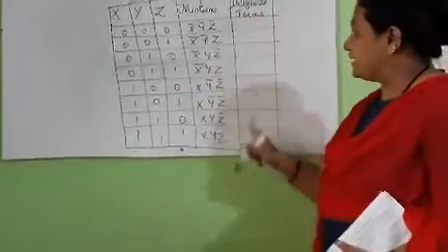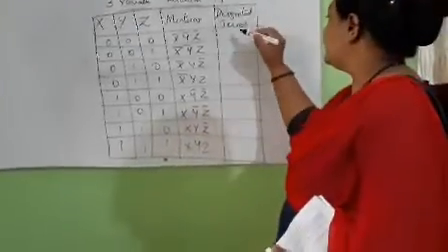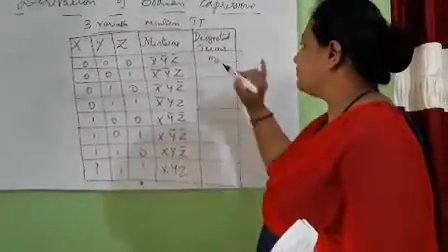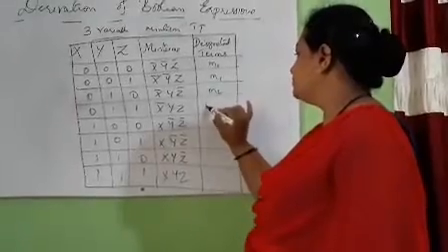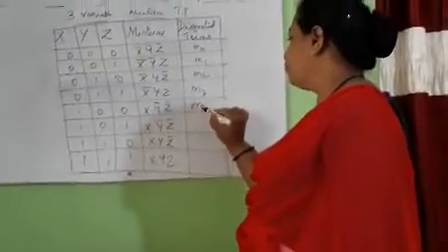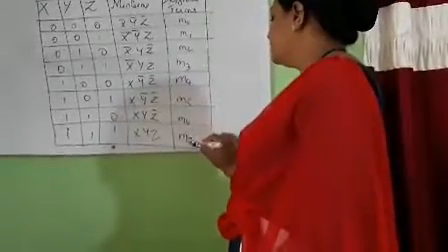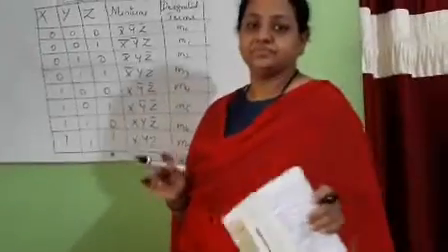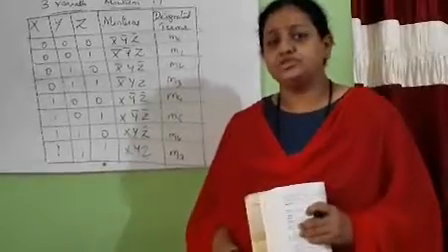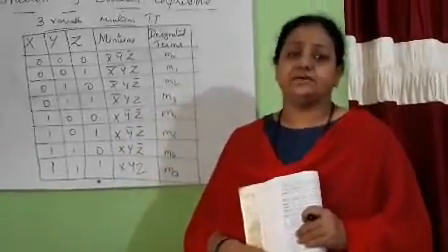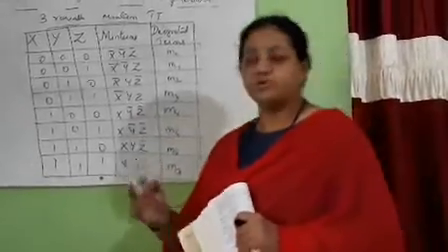Now we will write the designated terms. Designated terms you need not worry. Designated terms, just write small m, start with 0, then 1, 2, 3, 4, M5, M6 and M7. So designated terms like this we will be writing. Suppose you want to know the designated term for any given combination of values, I will help you how to write that.